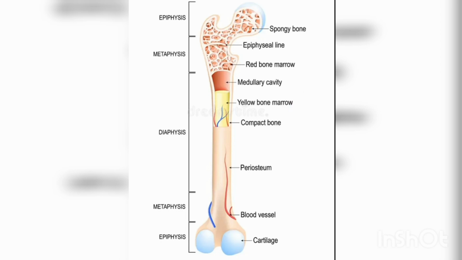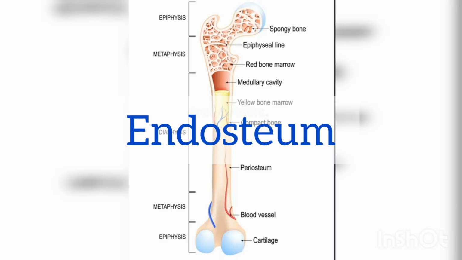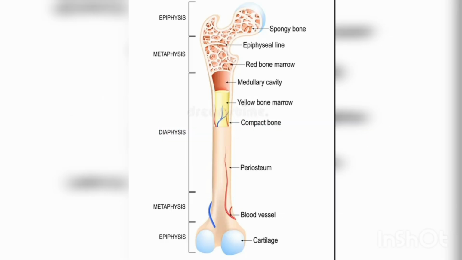The medullary cavity is lined by a thin membrane called the endosteum, which contains cells involved in bone repair and remodeling. At the ends of long bone are the epiphyses. These are mainly composed of cancellous bone covered by a thin membrane of compact bone. At the joint surfaces, the bone is covered by articular cartilage, which helps reduce friction and allows smooth movement.